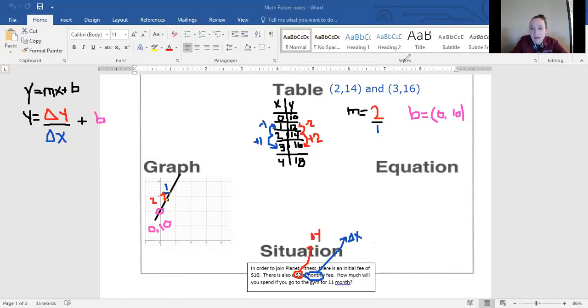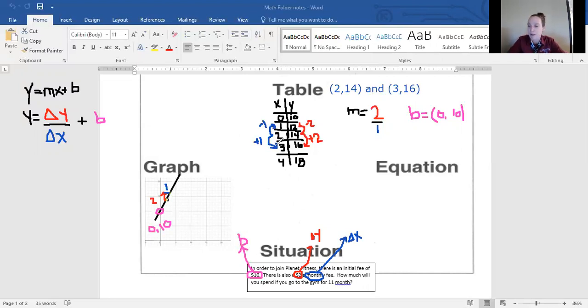Almost done. Now I need my purple. So what happens at the very beginning? How much money do you owe at the very beginning of this? Oh, it's an initial fee of $10. There it is. And there is my b.